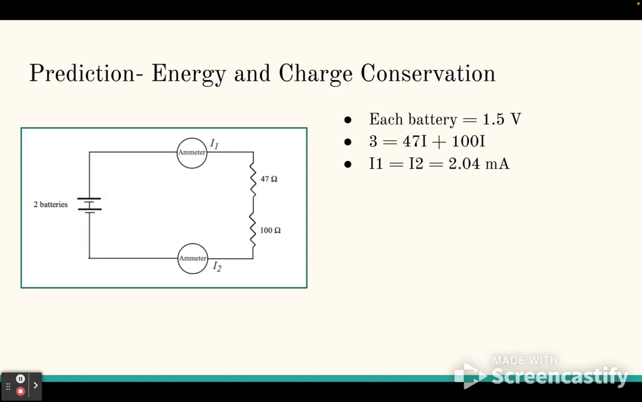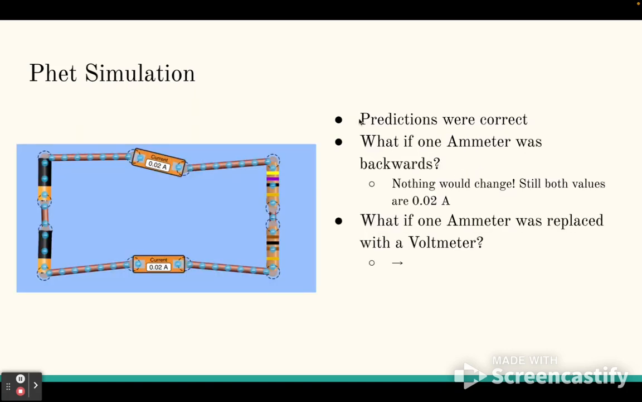So the first thing we did was the prediction of the energy and charge conservation. So we have this setup here. We have two batteries that are each 1.5 volts, and then we have a 47 ohm resistor and a 100 ohm resistor. So the equation that we can set up from the loop rule is that 3, which is 1.5 from each battery, is equal to 47I plus 100I, which shows that I1 is equal to I2, which is 2.4 milliamperes. So then we tested this in the PHYS simulation. We found that our predictions were correct. As you can see, both currents are 0.02 amps.